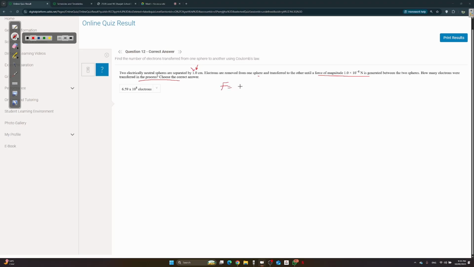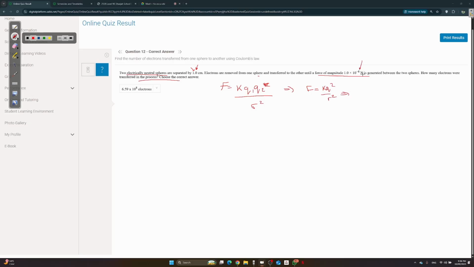Anytime you see any question like this, force and distance, what's the formula? F is equal to K Q1 Q2 over R squared. Now again, they both have the same charge because they're two electrically neutral spheres. So instead of Q1 Q2, what are we going to say? Q squared. So it's going to be F is equal to K Q squared over R squared.